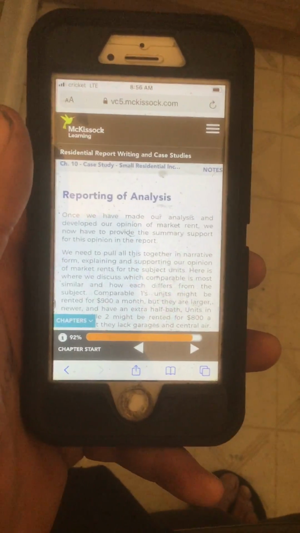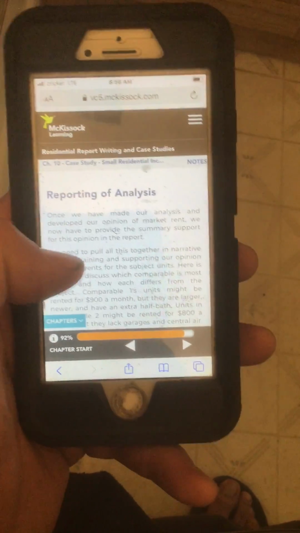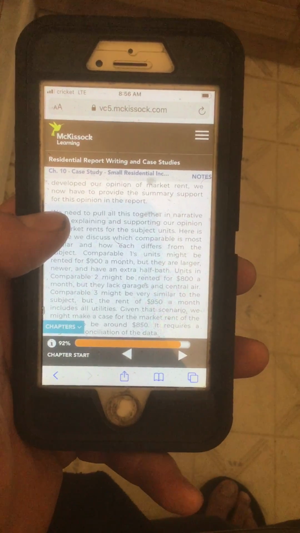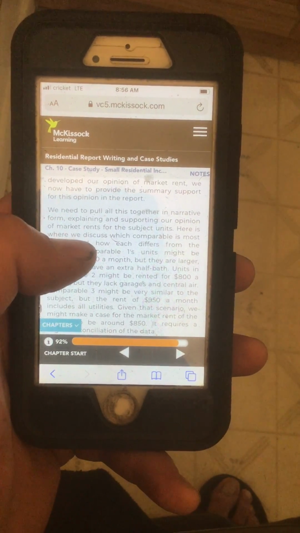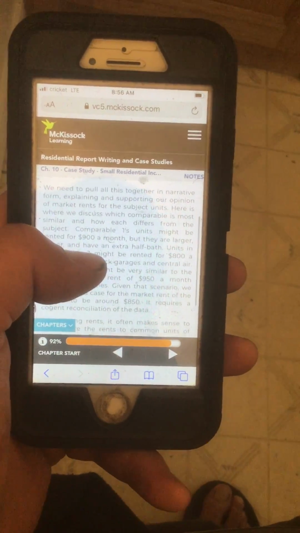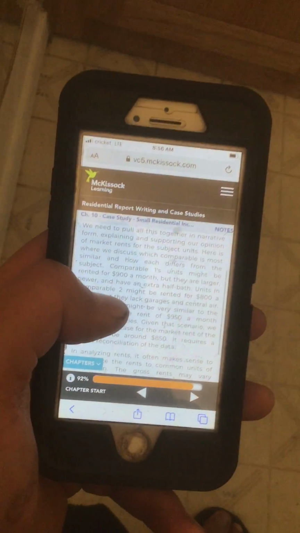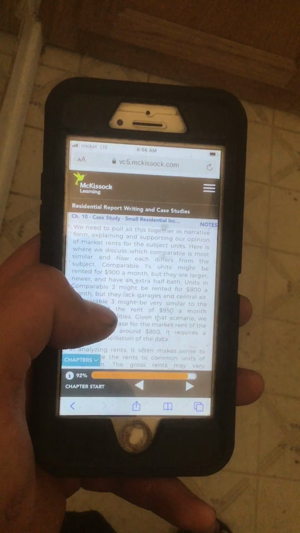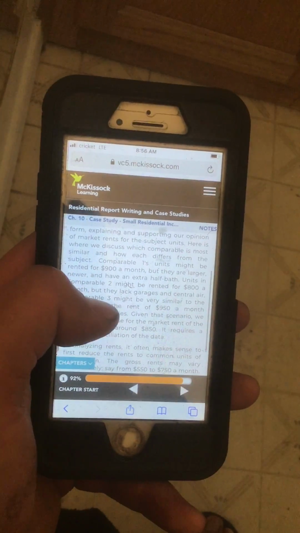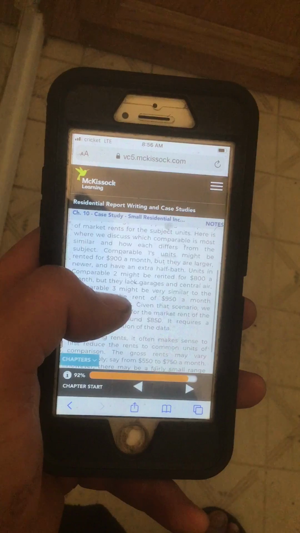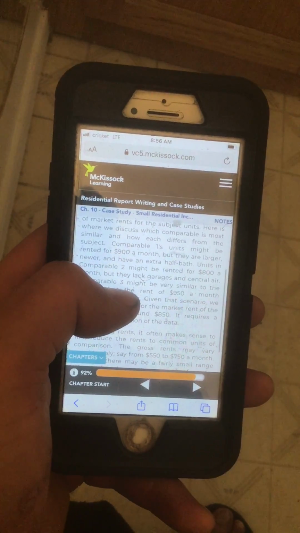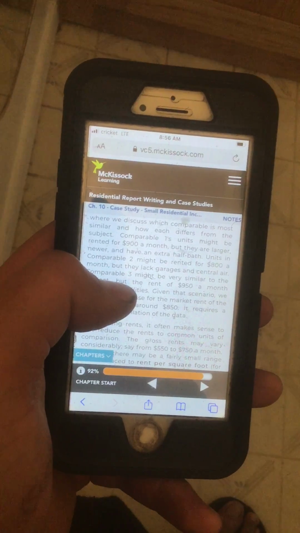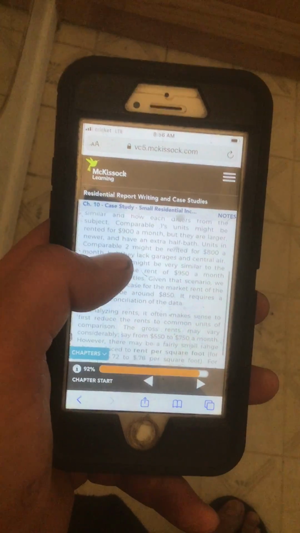Reporting of analysis. Once we have made our analysis and developed our opinion of market rent, we now have to provide the summary support for this opinion in the report. We need to pull all this together in narrative form, explaining and supporting our opinion of market rents for the subject units. Here is where we discuss which comparable is most similar and how each differs from the subject.